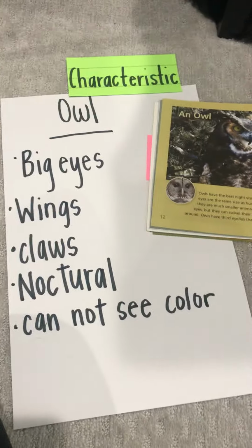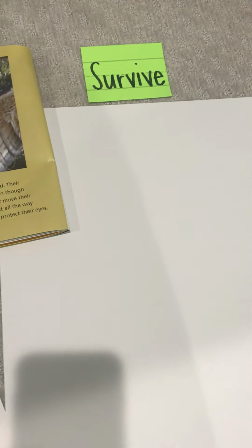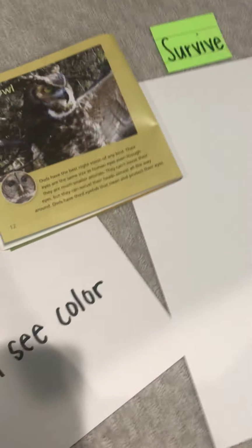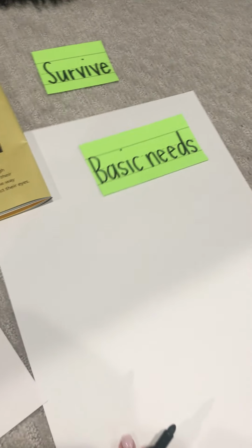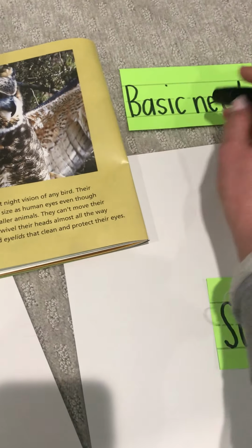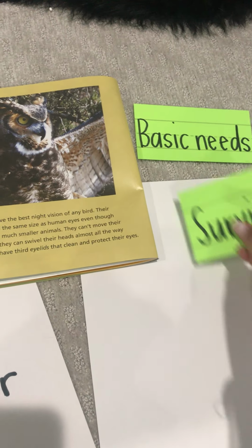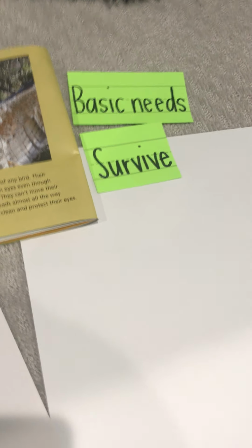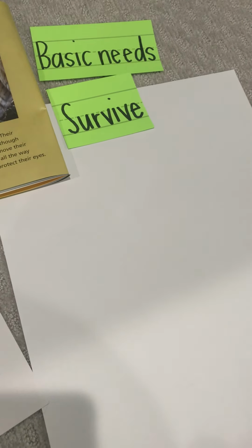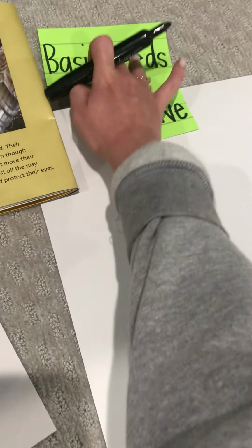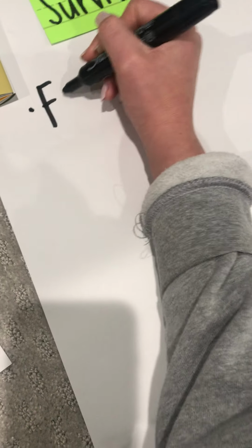Okay, so then what are some basic needs for owls in order for them to survive? So we got to think about the basic needs. What does an owl need in order to survive? Think about it. Okay, well, it's living, right? We know that. So we know that it needs food and water. So it needs food.